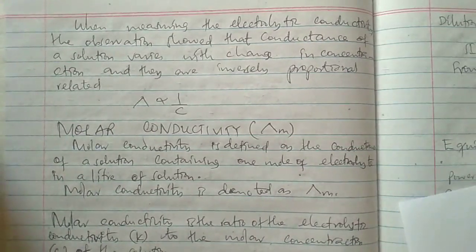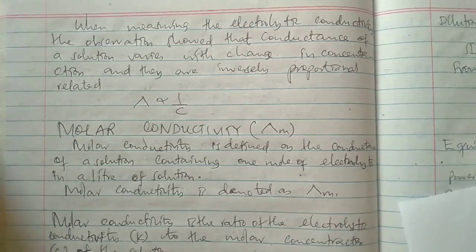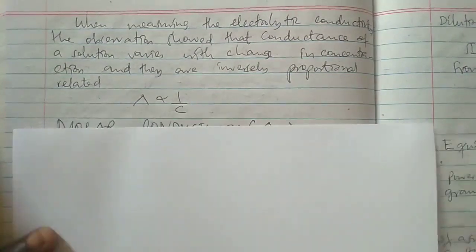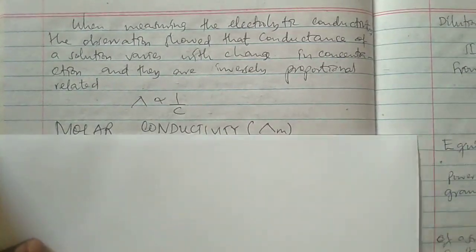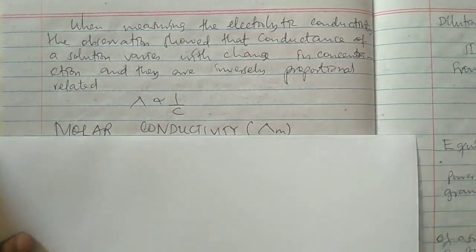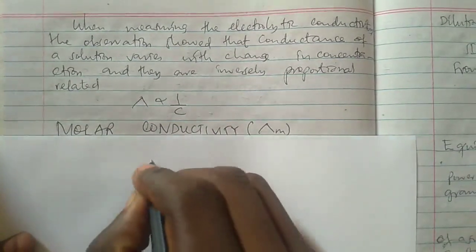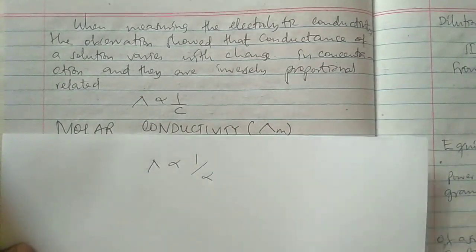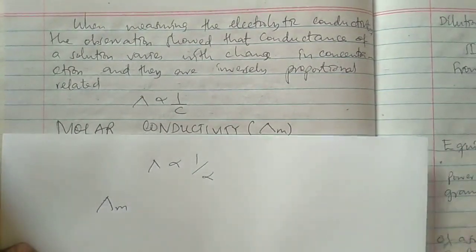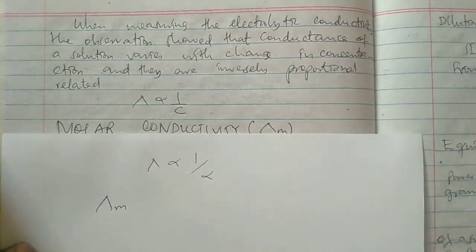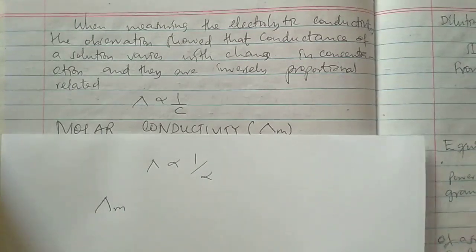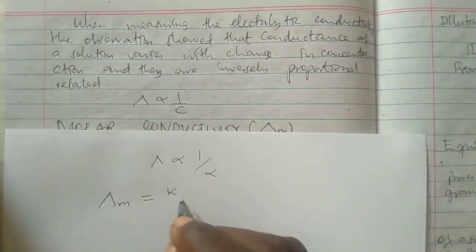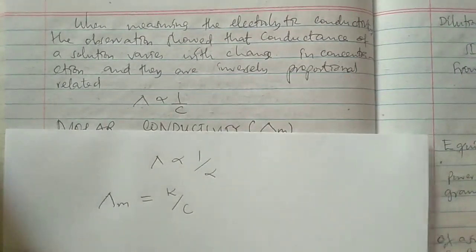We discussed the concept of conductivity, conductance, and the ratio of length and area of the electrolytic cell. And we said that when measuring electrolytic conductivity, the observation showed that the conductance of a solution varies with change in concentration. That means conductance is inversely proportional to concentration. So we defined molar conductivity, and we said molar conductivity is the conductance of a 1 M solution, equal to K divided by C. Molar conductivity is equal to K divided by C.